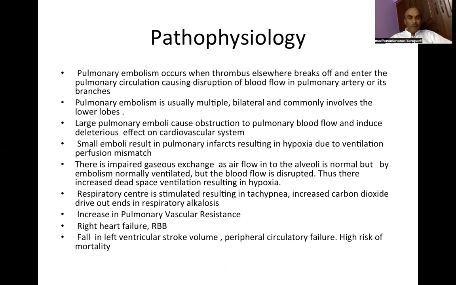So these things have to be kept in mind. There is impaired gas exchange. Airflow into the alveoli is normal, but because of the embolism, the alveoli are normally ventilated while the blood flow is disrupted. So the capillaries are not filled with blood, and there is a ventilation-perfusion mismatch resulting in hypoxia.